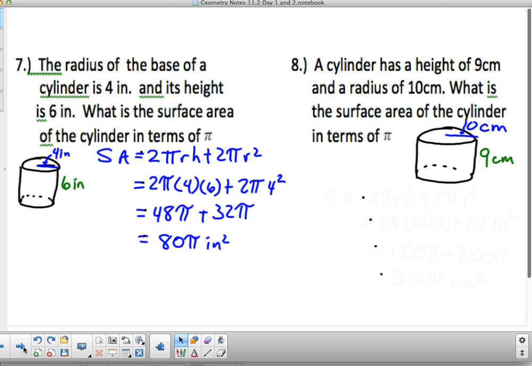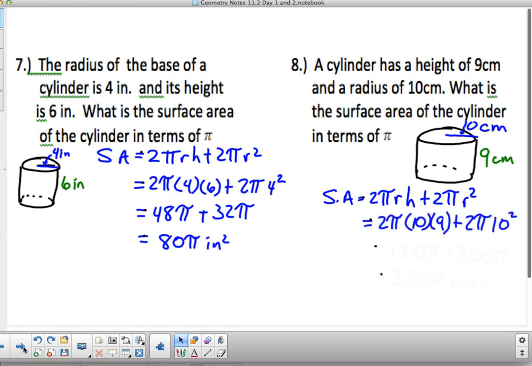In problem 8, same idea. I've got a diagram there. The cylinder has a height of 9 and the radius is 10. What is the surface area of the cylinder in terms of pi? Surface area, 2 pi rh plus 2 pi r squared. And plug it in. I got 90 times 2 is 180. 100 times 2 is 200, so I should have 380 pi to finish things off, centimeters squared.